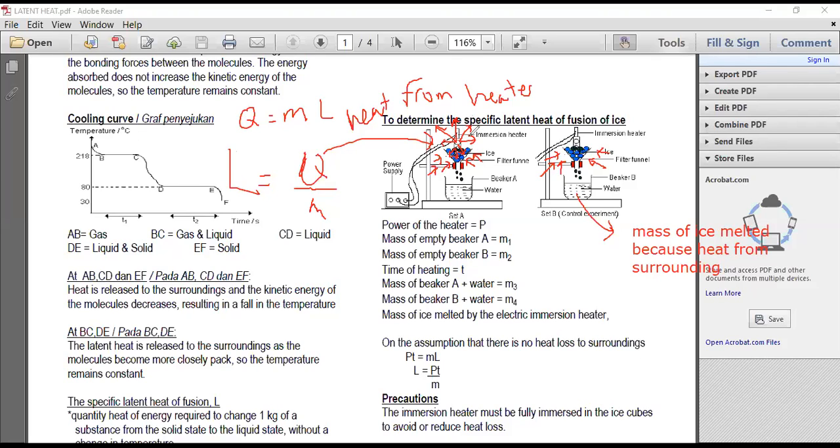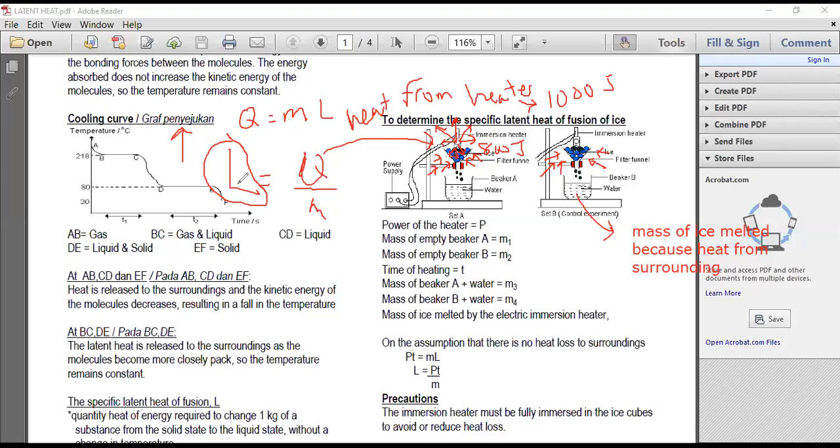That's why when you do the experiment, you see that the value of L that you get is higher than the theoretical value. Why? Let's say the heater supplies 1000 joule. This 1000 joule is not absorbed 100% by the ice. Maybe out of 1000 joule, the ice only gets 800 joule. So 200 joule is lost to the surrounding.